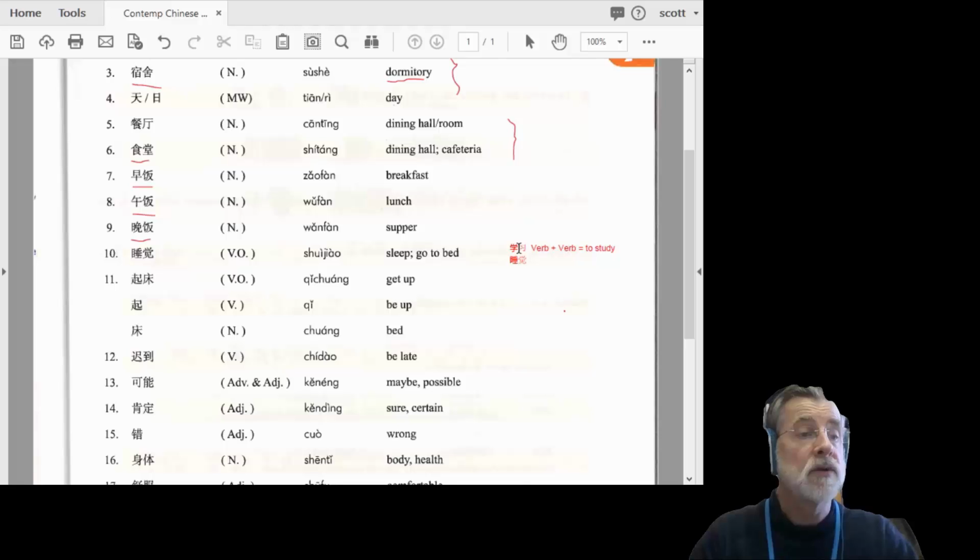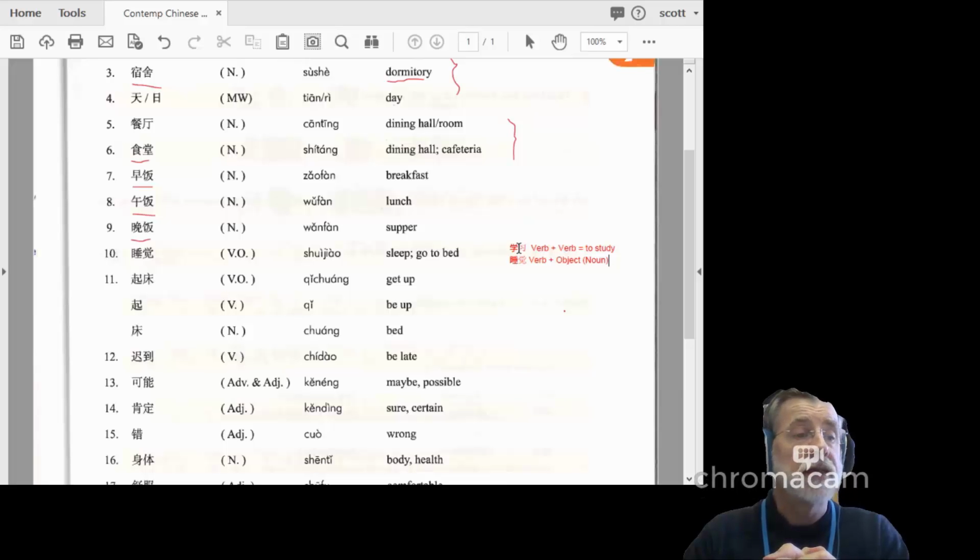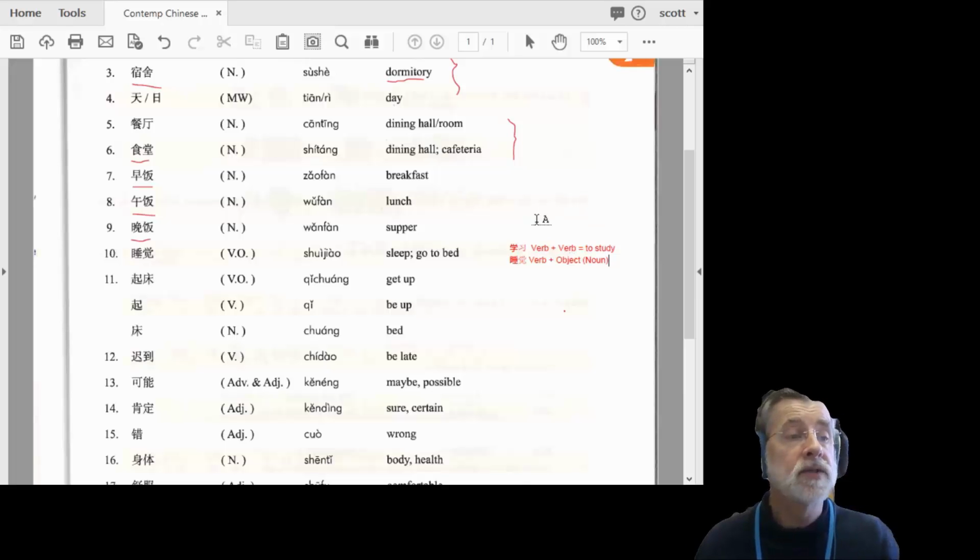Which is a combination of verb plus, they call it object in the textbook, but really objects are nouns. Now why is this important? It's important because later on we're going to learn that in certain special circumstances, verb plus object type verbs, like 睡觉, the two characters need to be split and then something is put in between them. Whereas with verb type verbs, where both characters are verbs, the two characters are never split. Nothing's ever put in between them.